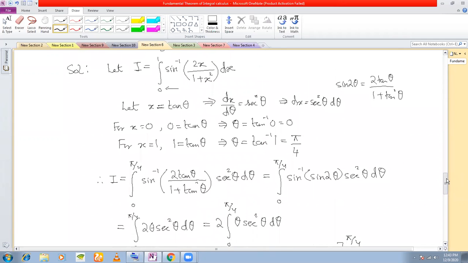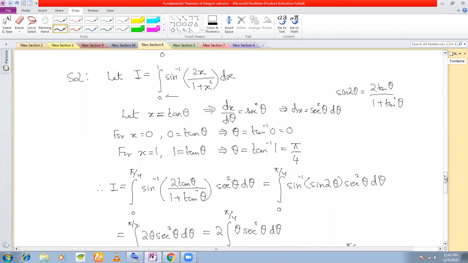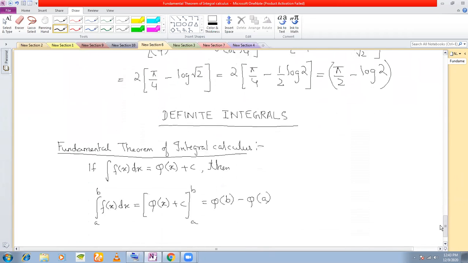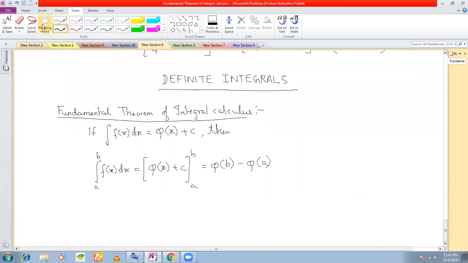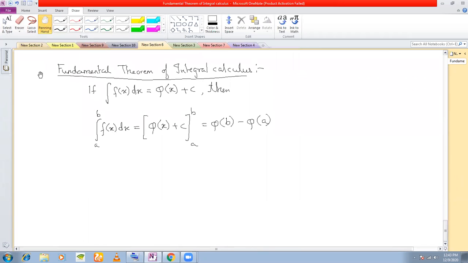Otherwise, if I use the fundamental theorem at last after evaluating it as an indefinite integral, it becomes very lengthy, and the chances of making mistakes are also much higher. So that is why we use definite integrals.